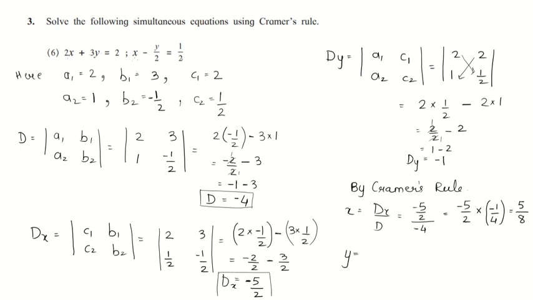Y is equal to dy upon d, which is minus 1 upon minus 4. Minus minus gets cancelled, so y is 1 upon 4. Here x comma y is equal to 5 upon 8 comma 1 upon 4.